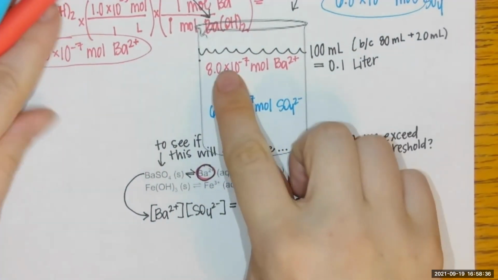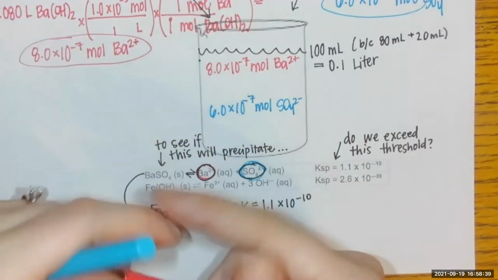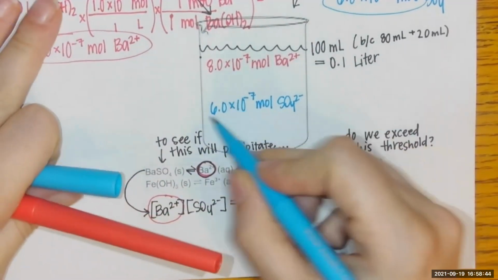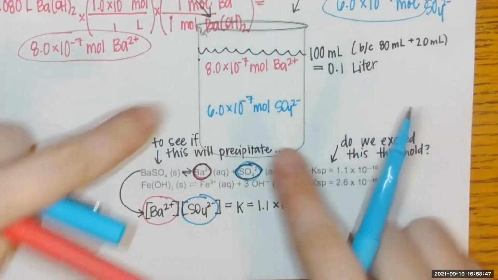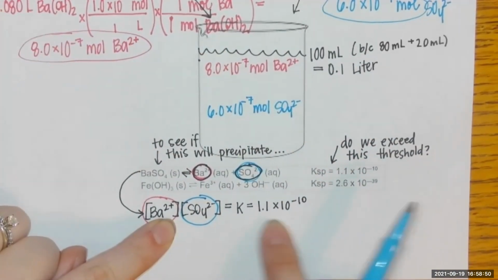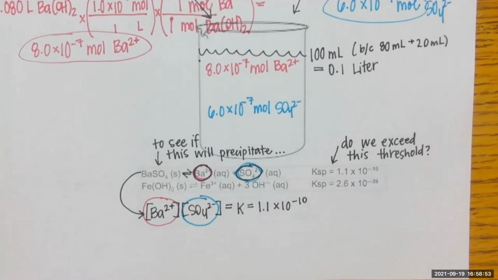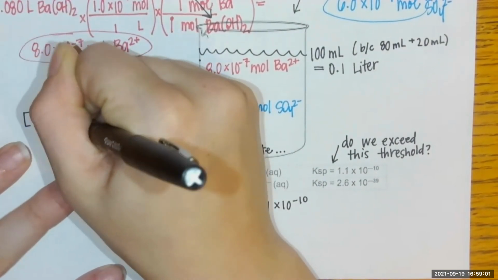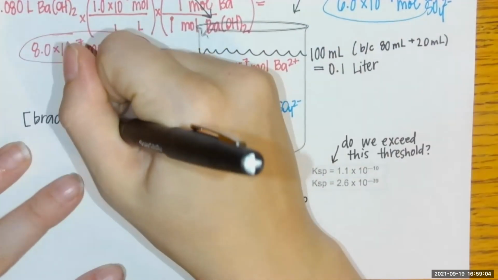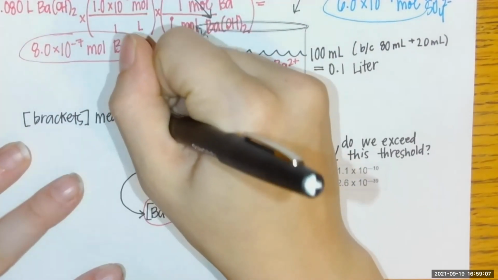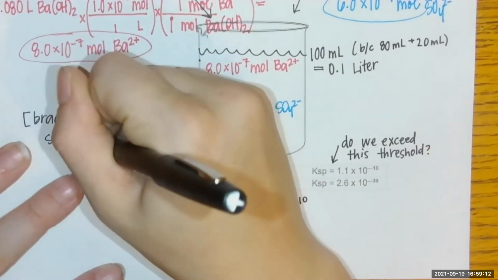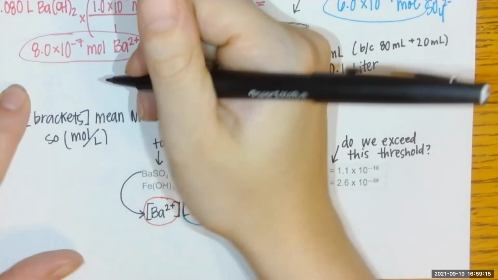But why can't I just take the 8, plug it in here, the 6 number, plug that in here? Why can't I just put those in here and see if it's more or less than the threshold? Why is that not the last step? And it almost is. It's just that the brackets like this mean molarity, like concentration. So we have to figure out moles per liter and then put that in the bracket.